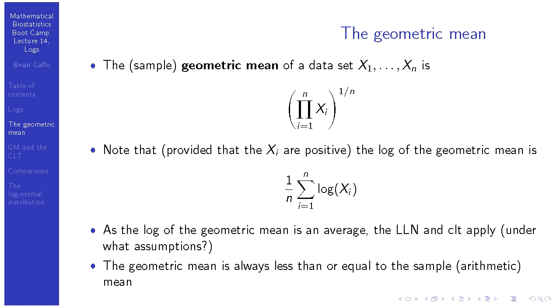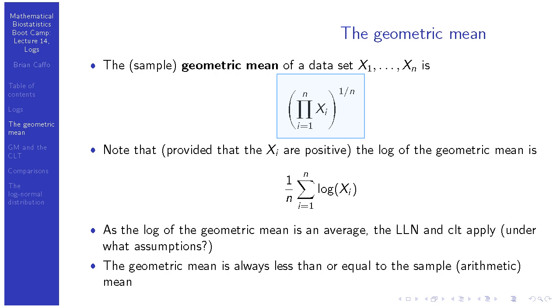So let me talk a little bit about the geometric mean. I say the sample geometric mean just so we're using the same notation as when we talked about the sample mean of data. The sample geometric mean of a data set x1 to xn is you take the product of the observations, the product over i equals 1 to n of xi, and then you raise it to the 1 over nth power.